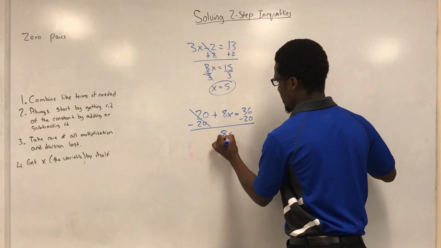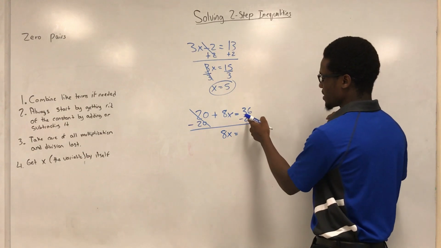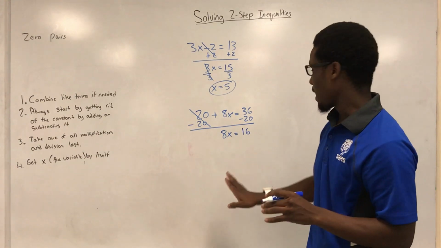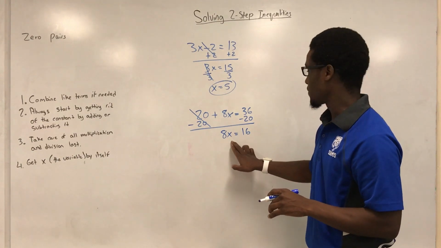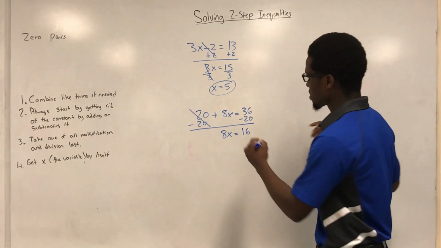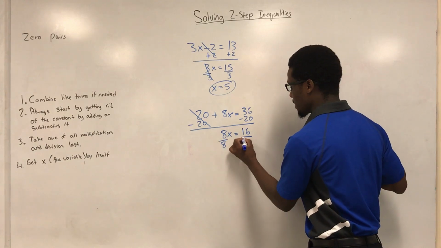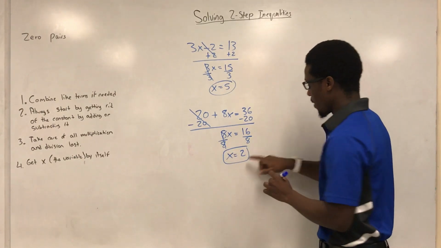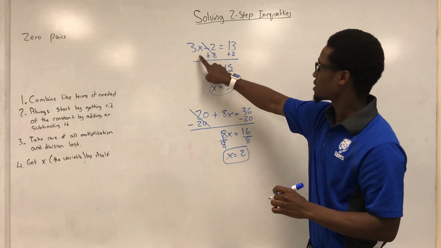So now I have 8x is going to be equal to 36 minus 20, which is going to be equal to 16, okay? Now, remember, the goal is to get x by itself. This is multiplication. I'm going to perform the inverse operation, which is to divide by 8 and divide by 8. x equals 2, okay? Now, I could go ahead and plug that in and see if that makes sense.